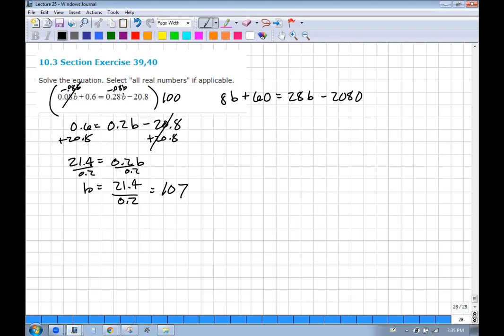I was just showing you that you don't have to work with the decimals, but you're going to end up using calculators anyways. Why not just use the decimal?